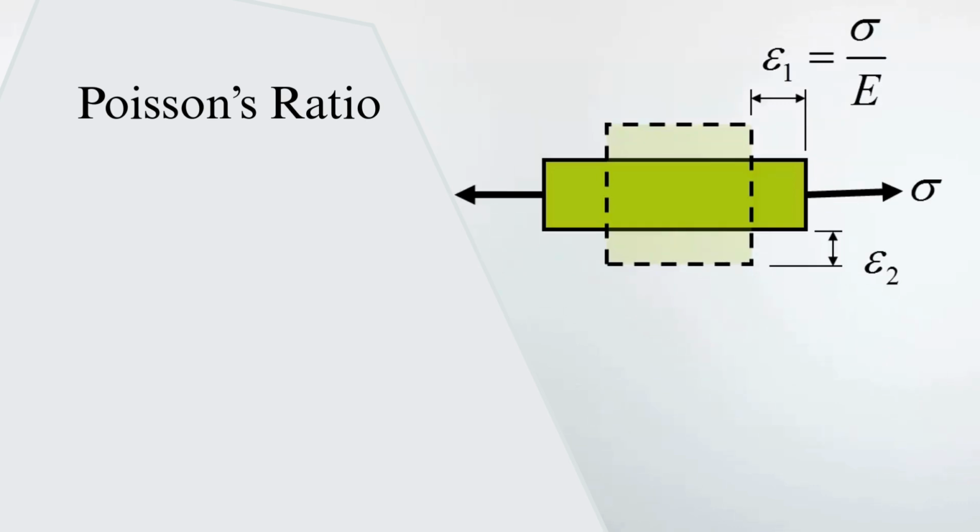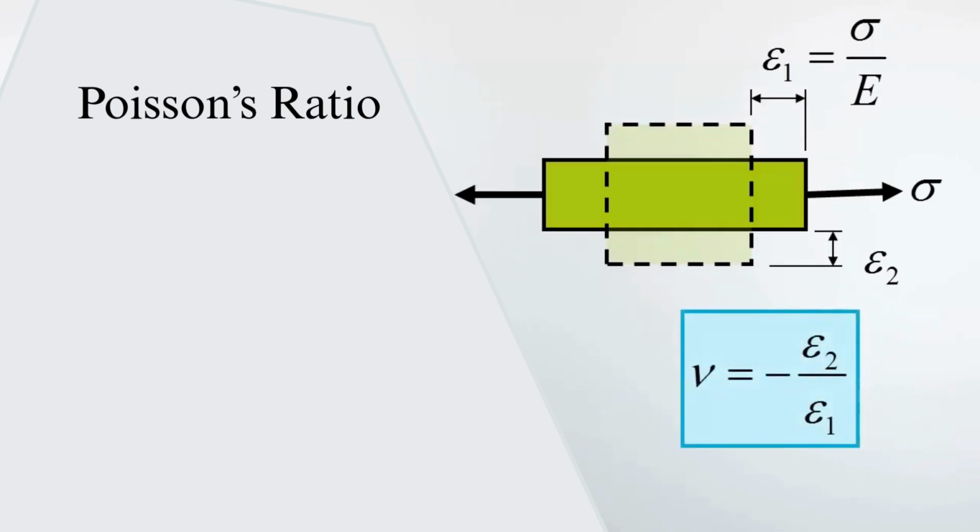Observations have shown us that if we take the ratio of transverse strain to strain in the loading direction, we get a constant, which we will call the Poisson's ratio. This ratio can be used to calculate the transverse strain given a normal stress in a loading direction.